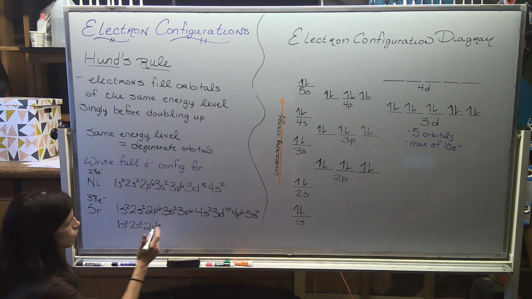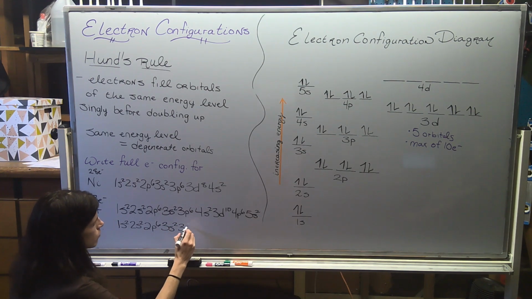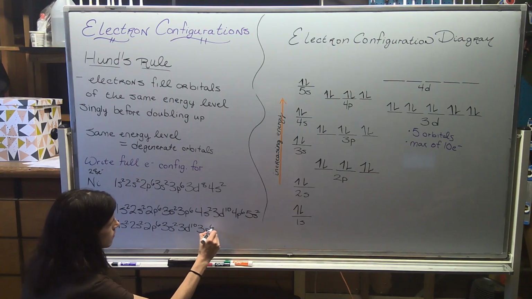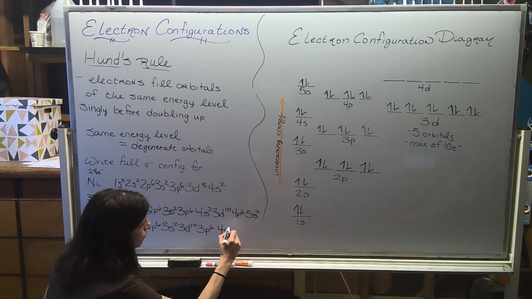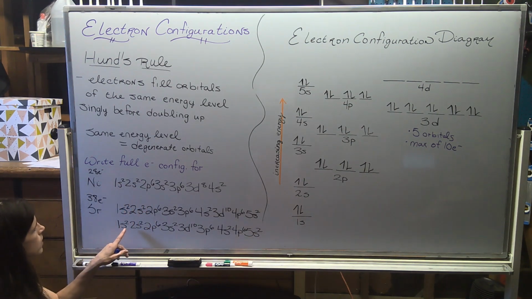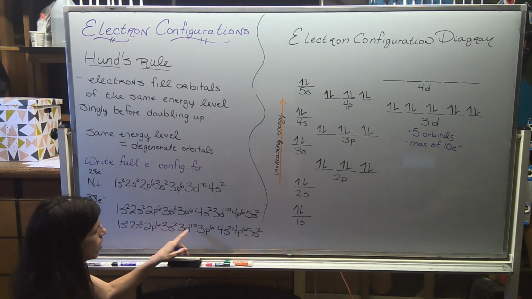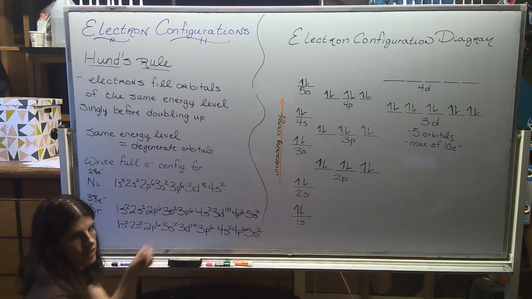So 1s and all the 2s are together. So I'll do 3d10, 3p6, 4s2, 4p6, 5s2. Either way, all these numbers should sum up to 38. So I got 2, 4, 10, 12, 22, 28, 30, 36, 38.